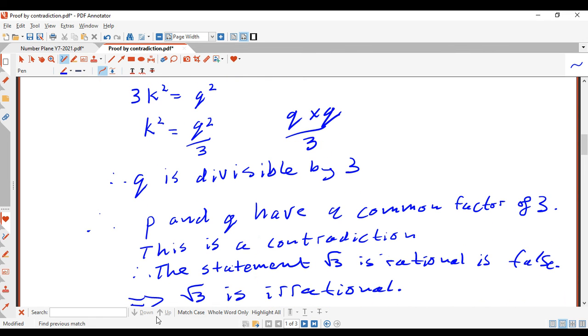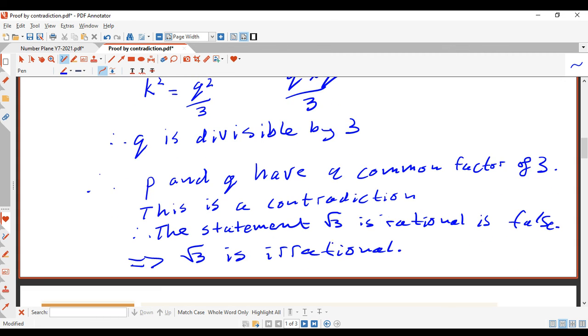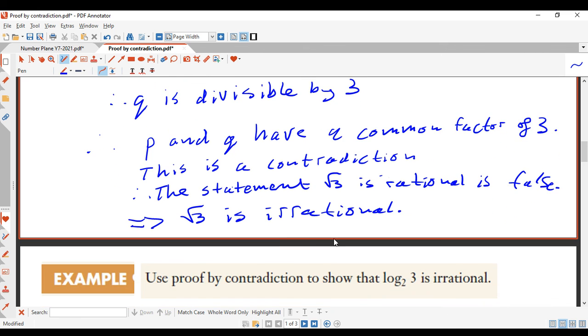Okay, so that means we proved that P and Q have a common factor of 3. This is a contradiction of our original assumption. Therefore, the statement root 3 is rational is false. Therefore, the opposite is true. That means root 3, the opposite to our original statement, is true. That means root 3 is irrational.